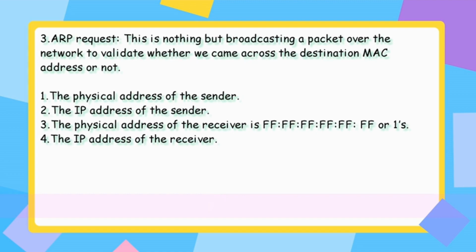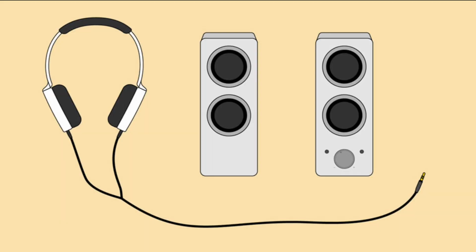The ARP request contains: First, the physical address of the sender. Second, the IP address of the sender. Third, the physical address of the receiver, which is by default FFFFFFFFFFFF. Fourth, the IP address of the receiver. And the ARP response or reply: this is a MAC address response that the source receives from the destination, which aids in future communication of the data.